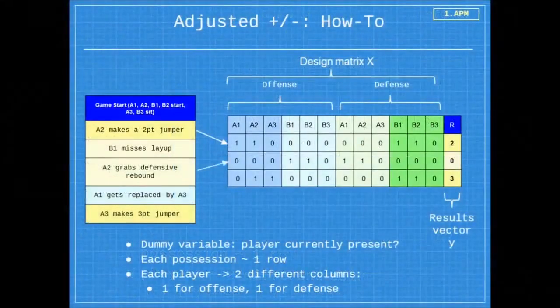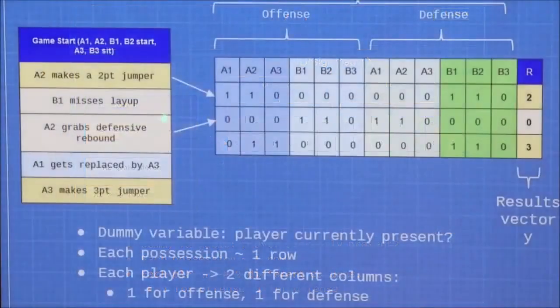Going further, B1 misses a layup, but the missed layup doesn't end the possession yet. There could be an offensive rebound, and we actually end the possession with the defensive rebound, in which 0 points were scored. So there's a 0 here in the results vector. B1 and B2 are now on offense, and A1 and A2 are now on defense.